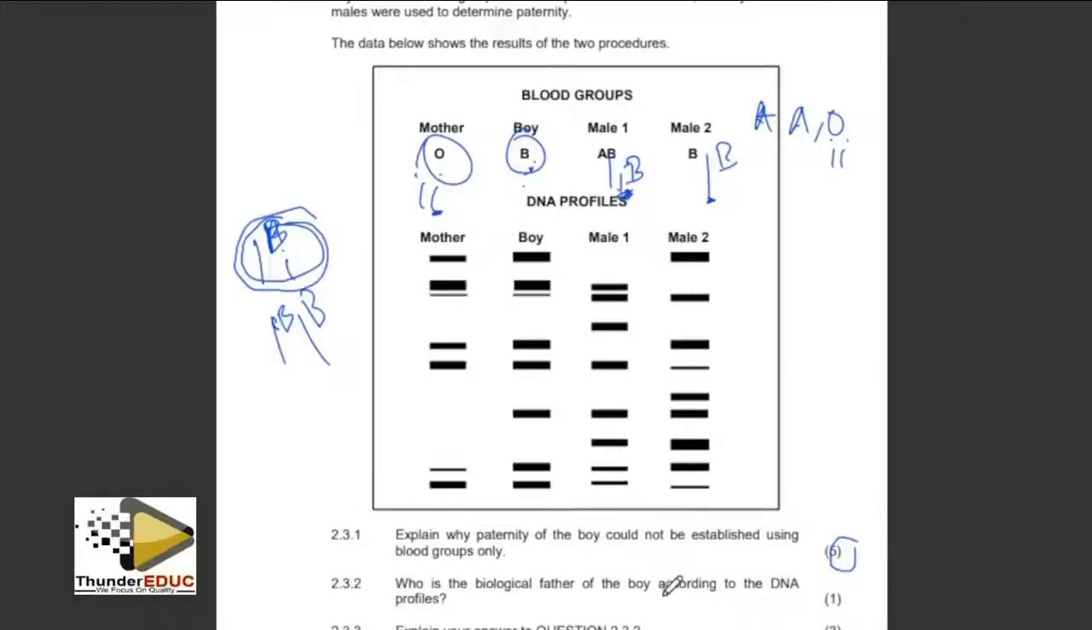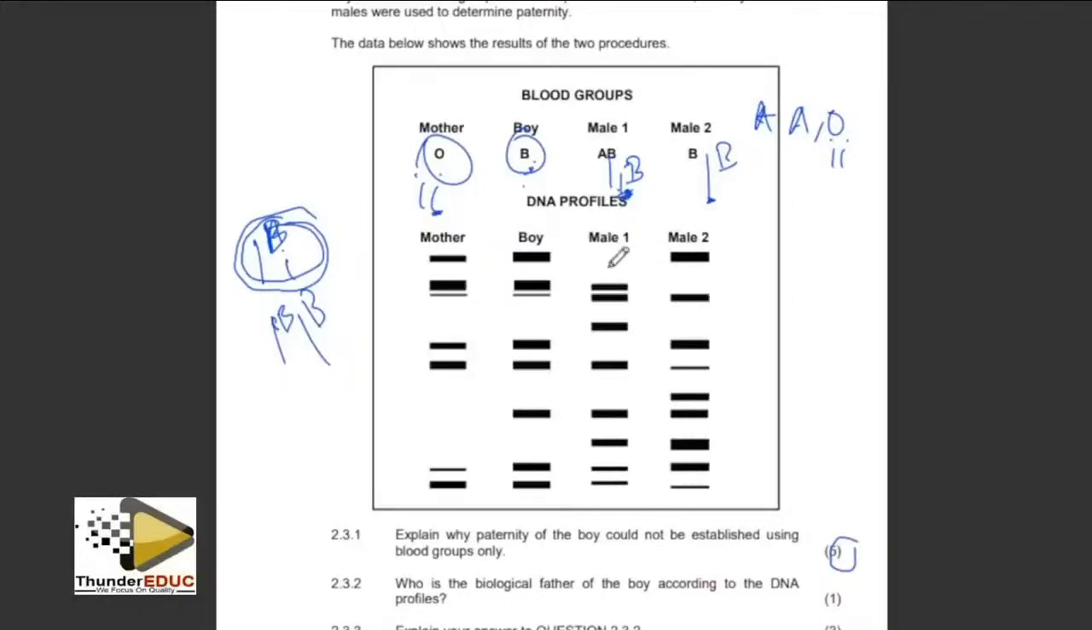Who is the biological father of the boy using the DNA profile? Now you have to check and see. You will see that it is male 2. Give the reason: it is because the remaining bands of the DNA profile match with the male. The remaining bands must match. If there is one which is not matching, then automatically it's not the father. It might be a relative, but might not be the father.